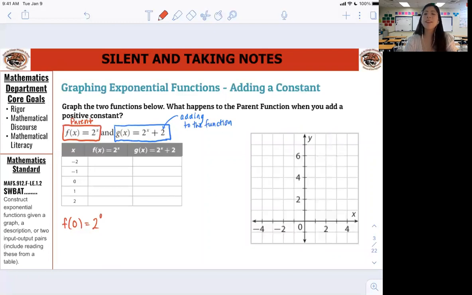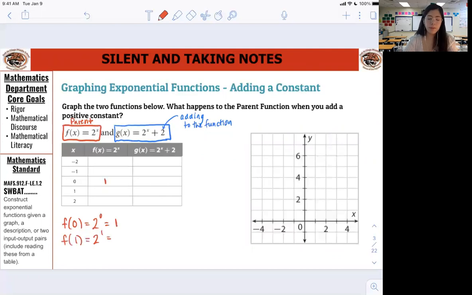No, it's 1. Good. There you go. Anything to the power of 0 is 1. So 0, comma 1. Okay, then I'm going to go from there. f of 1. What's 2 to the power of 1?